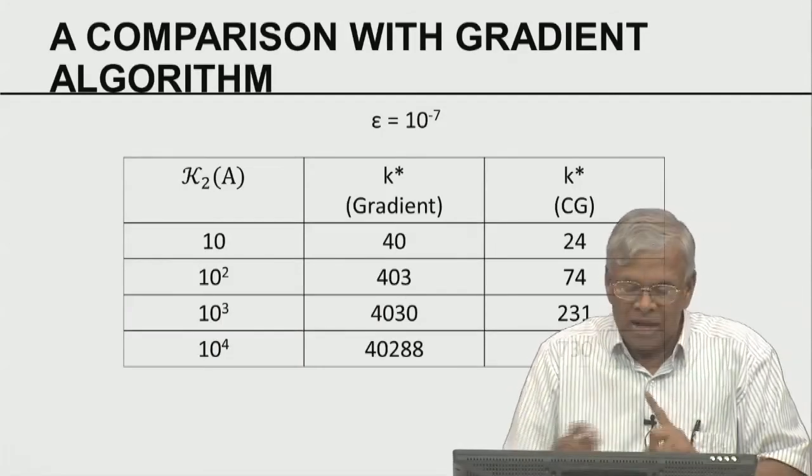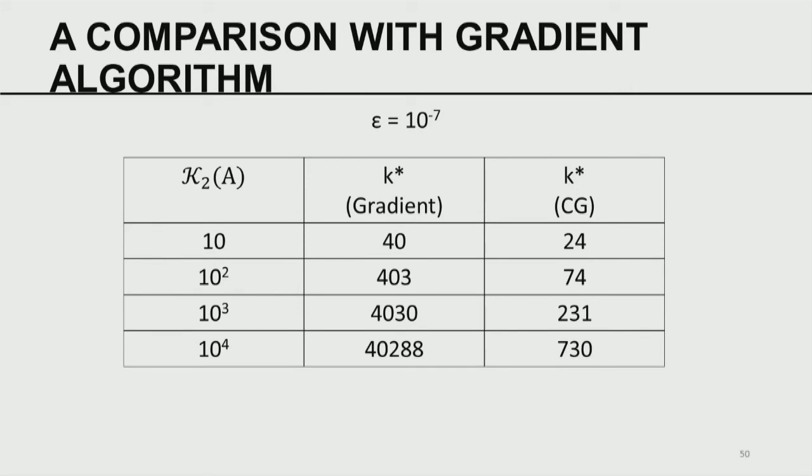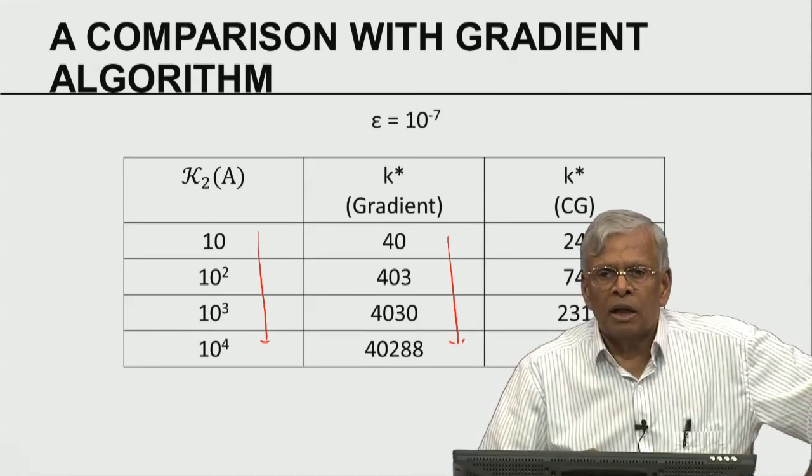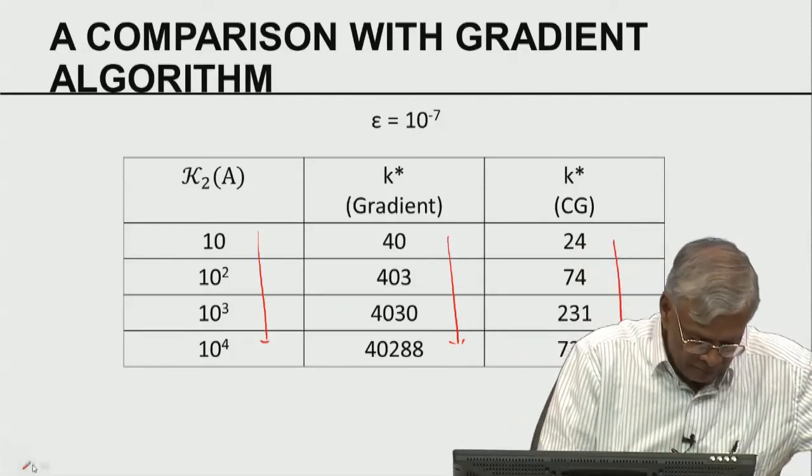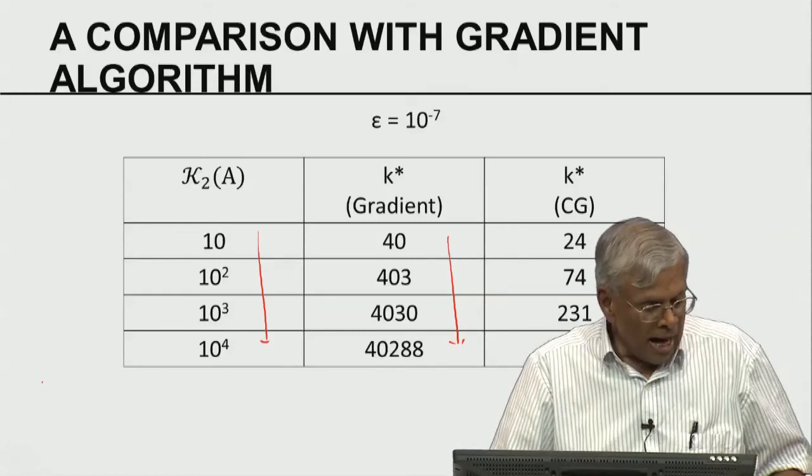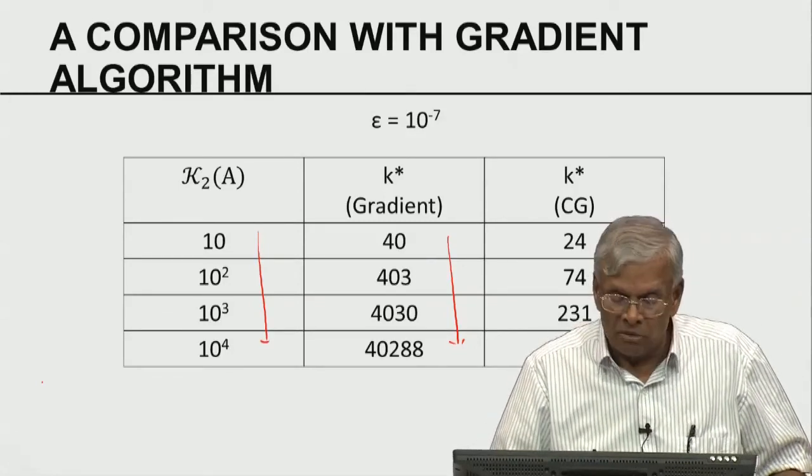So now I would like to compare conjugate gradient with respect to the gradient algorithm. Here I have given you various examples of kappa. Here is the number of iterations that are needed in the gradient algorithm. Here is the number of iterations that are needed in the conjugate gradient algorithm. So in the presence of finite precision arithmetic, conjugate gradient beats the gradient method hands down. It can perform very well. That is the power of the conjugate gradient with respect to the gradient algorithm, and this difference you can see is very measurable.